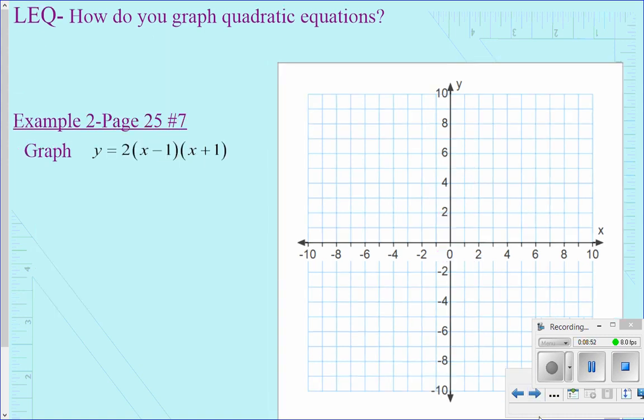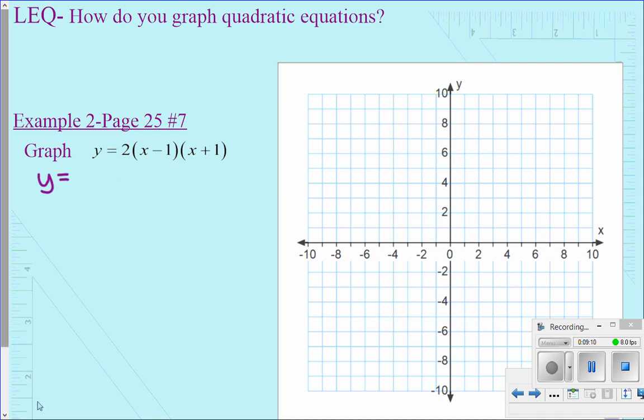Okay, moving right along to our next example. This one is actually in your packet. You can find it on page 25. It's problem number 7. So let's go ahead and try that one. We're going to do the same thing. We're going to find the vertex, the x and y intercepts. So I'm going to go ahead and multiply this out to get it in standard form.